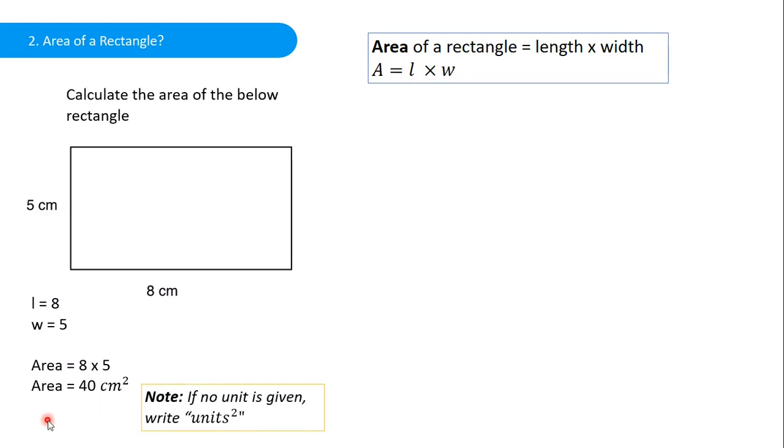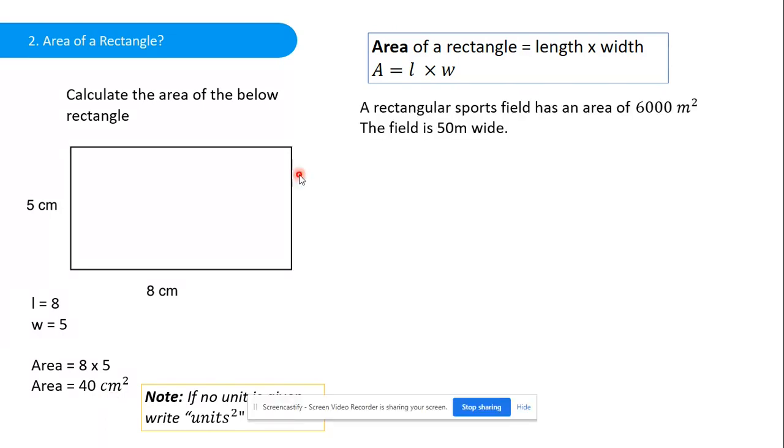Now, here we were given units of centimeters and its area, so our units were centimeters squared. But if you are not given the units, make sure you write units squared to show that your answer is an area.